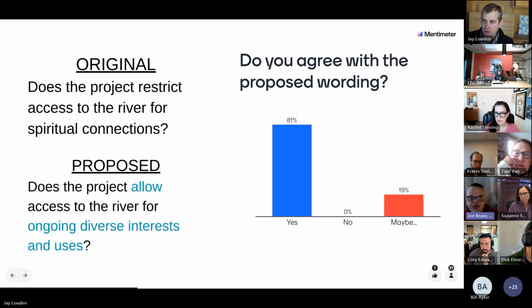What if we got rid of ongoing and uses and just said allow access to the river for diverse interests? I think that'd be okay. Then it becomes your personal thought that you would vote on this or whatever you're doing as the general public.